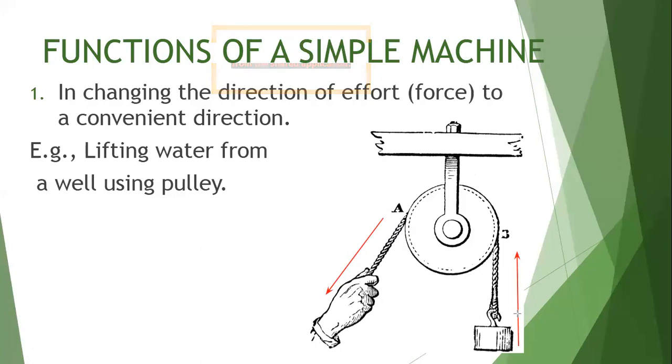So what you are doing basically is using a pulley. What is a pulley? A pulley is a machine, and what it is doing is changing the direction of effort to a convenient direction. So lifting of water from a well using a pulley is an example of a machine. Here you are using a machine which is actually changing the direction of the force you are applying to a convenient direction. So your pulley is also an example of a machine.